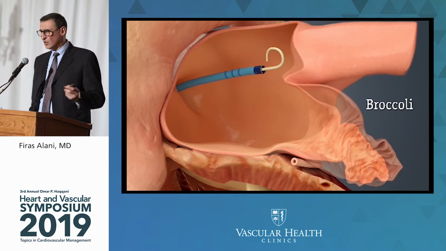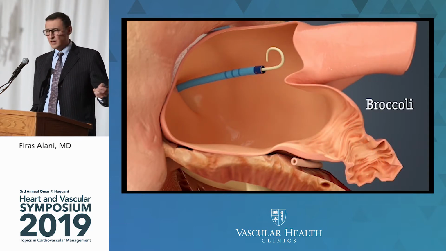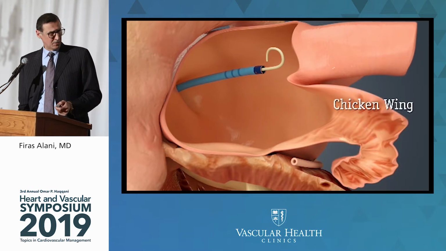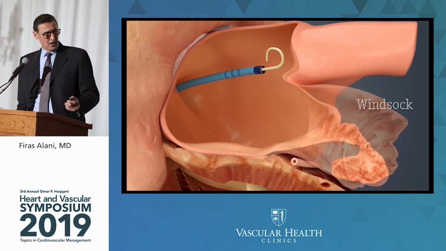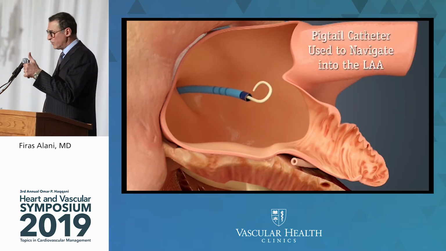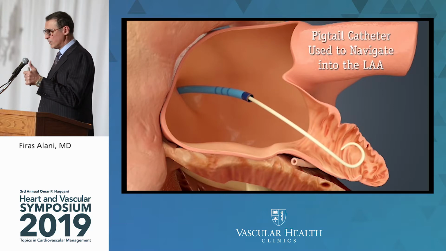And once you get into the left side from the right, now you're facing the left atrial appendage. There's different nomenclature for the left atrial appendage. Some are called chicken wings, some are called broccoli. And believe it or not, I've learned that just like everybody has a different thumbprint, everybody has a different appendage in terms of morphology.